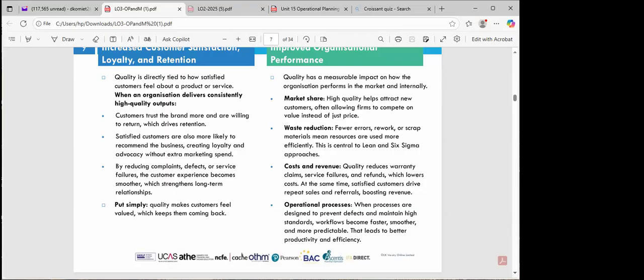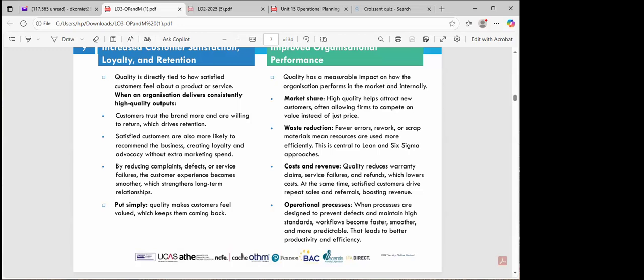Waste reduction. Fewer errors, rework, or scrap materials mean resources are used more efficiently. This is central to Lean and Six Sigma operations. We should know about this by now, don't we? Six Sigma corrects errors and variations towards continuous improvement, while Lean looks more at waste reduction or waste elimination.